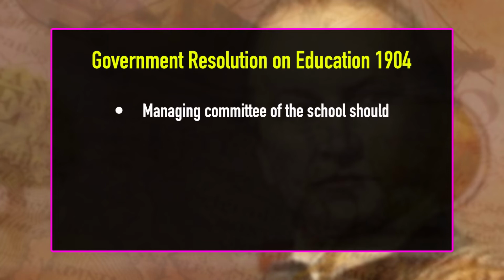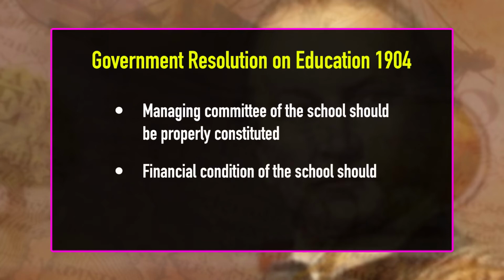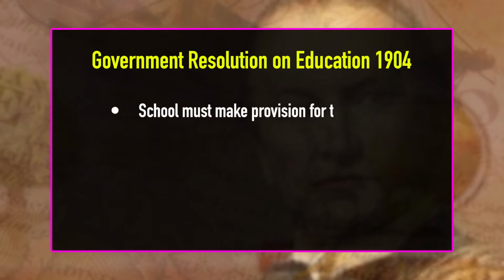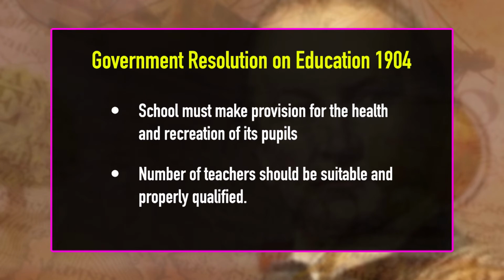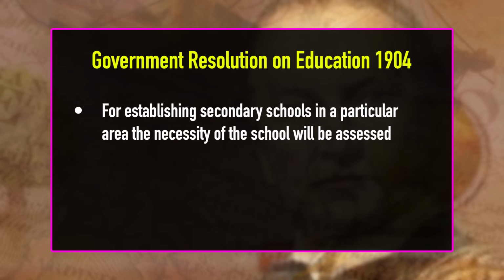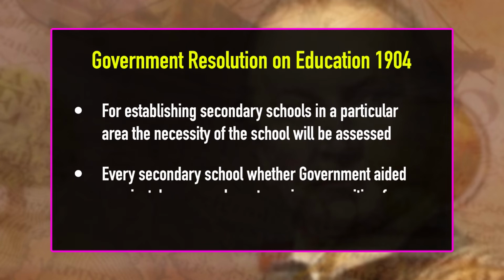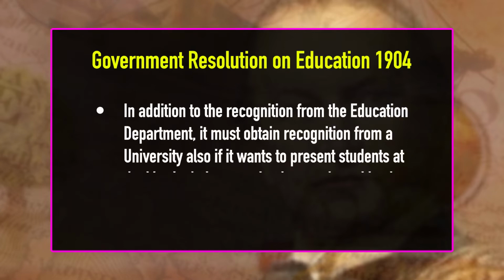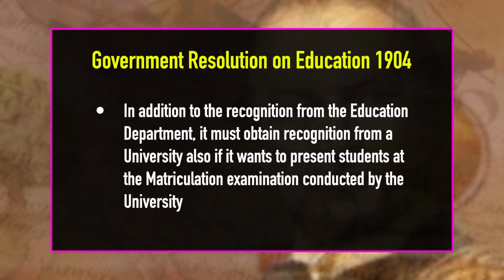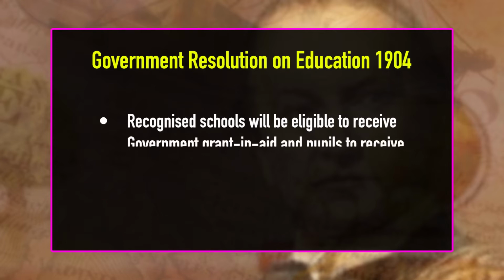The government at that time tried to control the private schools and suggested that the managing committee of the school should be properly constituted, the financial condition of the school should be stable, the school must make provision for the health and recreation of its pupils, and the number of teachers should be suitable and properly qualified. For establishing secondary schools in a particular area, the necessity of the school will be assessed. Every secondary school, whether government-aided or privately managed, must receive recognition from the Director of Public Instruction of the concerned state. In addition to recognition from the Education Department, it must obtain recognition from a university also if it wants to present students at the matriculation examination conducted by the university. Recognized schools will be eligible to receive government grant-in-aid and pupils to receive scholarships.